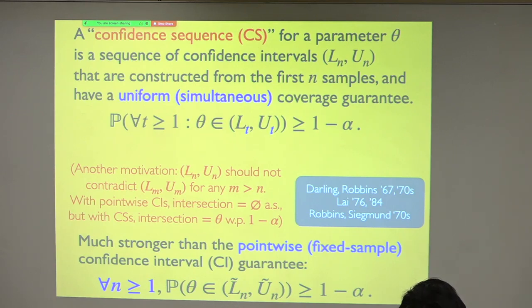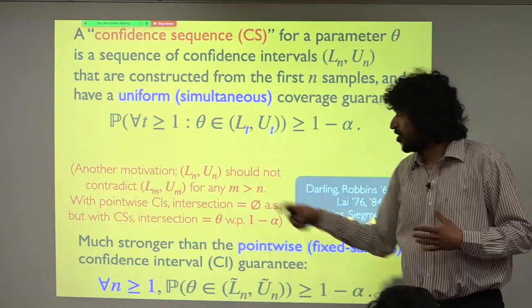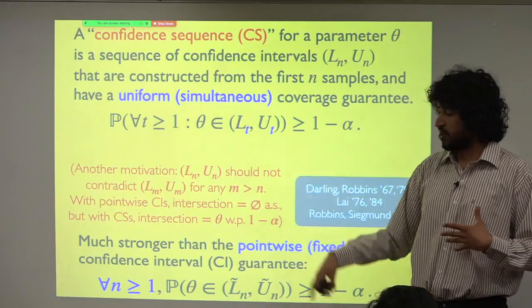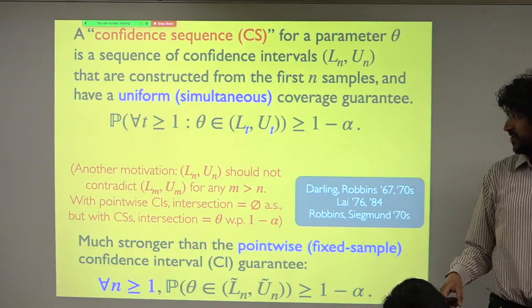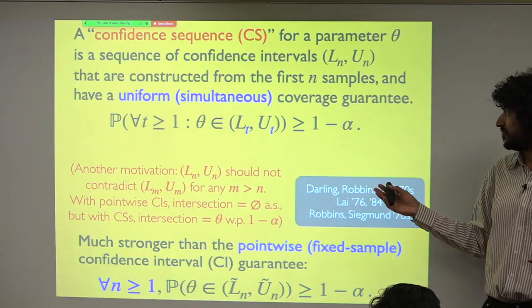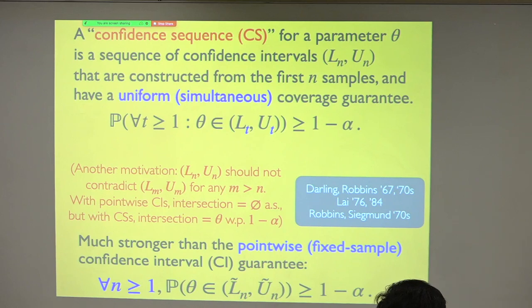The reason behind this is something called the law of the iterated logarithm. Most of these confidence intervals have 1 over root n width, but the law of the iterated logarithm says your random walk is going to have square root of log log n by n deviations. So when you produce a confidence interval, you already know that you're going to contradict yourself in the future. It would be nice if your confidence interval L_n, U_n is not contradicted by a future one you produce, L_m, U_m, for any m greater than n. It turns out that that's an equivalent motivation or definition of a confidence sequence.